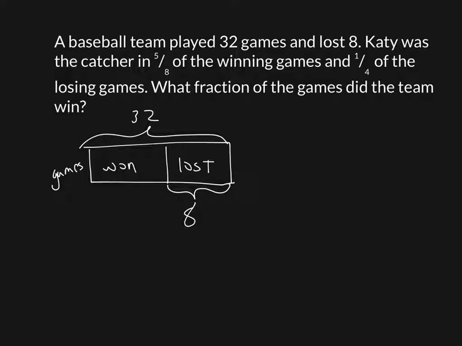And this time, instead of figuring out how many they won first, I'm just going to go ahead and find out what fraction of the games they lost. And they lost 8 out of 32. And I'm going to turn this into simplest form. I know that 8 will go into both 8 and 32. 8 goes into 8 one time. 8 goes into 32 4 times. So they lost 1 out of 4 games, or 1/4 of the games.